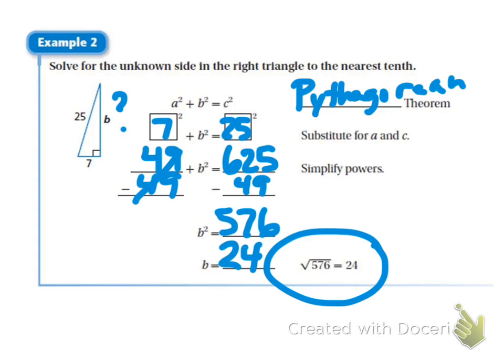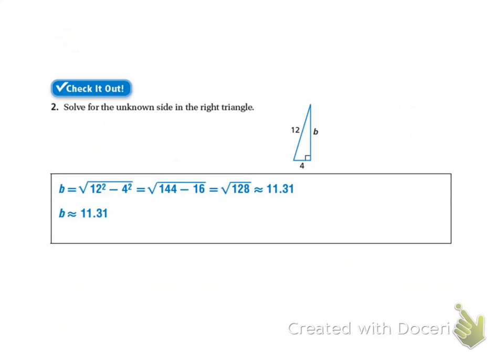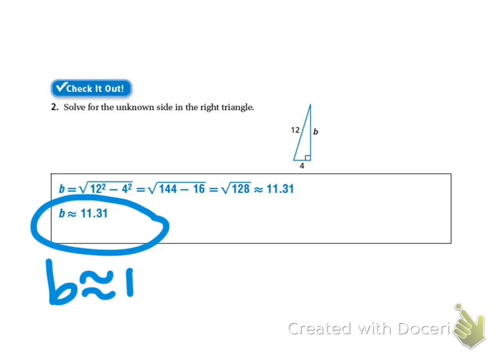Please pause the video and do check it out number 2 on your own. Okay, you should have found that the answer for check it out number 2, b equals approximately 11.3, or you could even have taken it to the hundredths and said 11.31. That is correct.